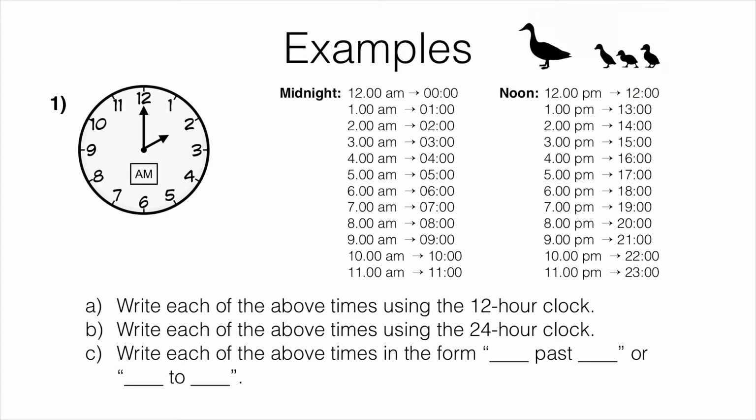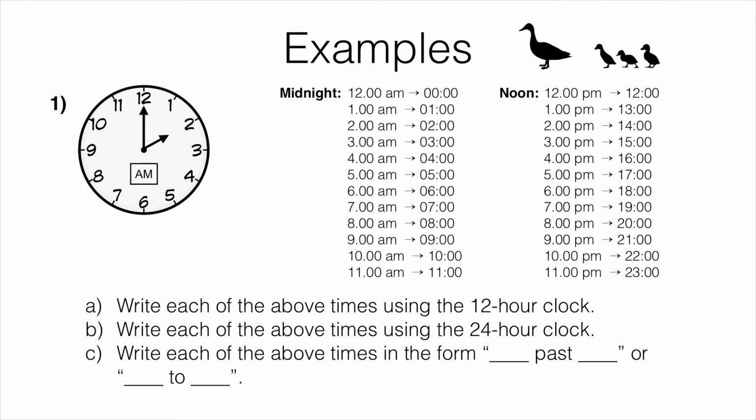But when you then get to 1 p.m., instead of repeating the one that we've already used, we actually just carry on counting. We count that as 13, and then 2 p.m. becomes 14, 3 p.m. becomes 15, and so on.